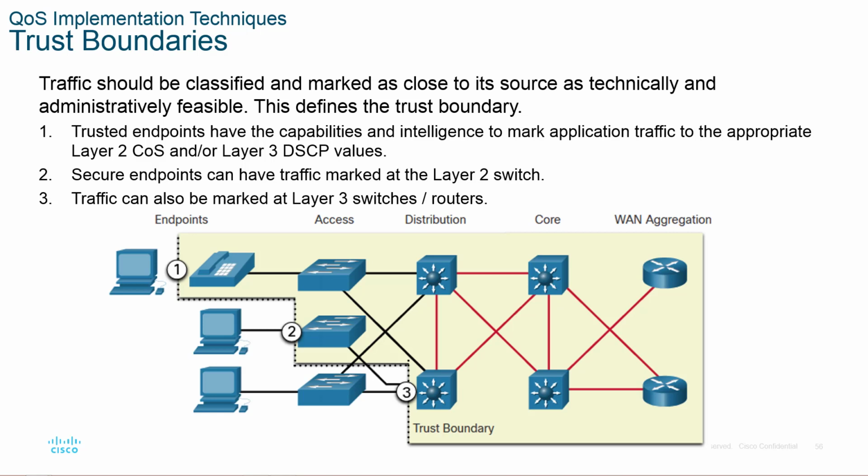So traffic has to be classified and marked as close to its source as technically and administratively feasible. So that's our trust boundary. These are going to be all of our devices that we're in charge of. Our trusted endpoints have the capabilities and intelligence to mark application traffic to the appropriate layer 2 CoS or layer 3 DSCP values. Our secure endpoints can have traffic marked at the layer 2 switch, and traffic can also be marked at layer 3 switches and routers.